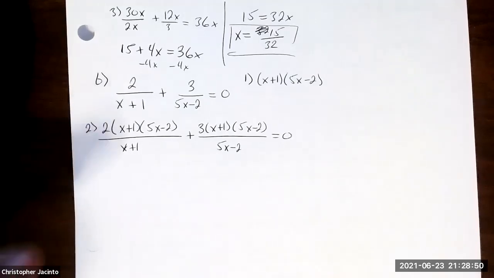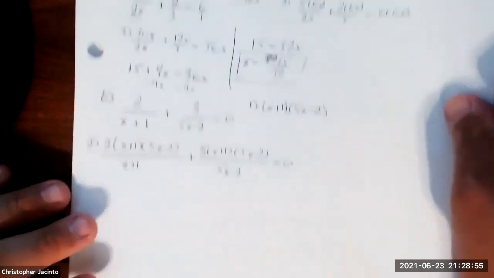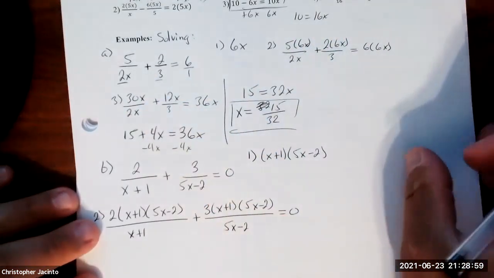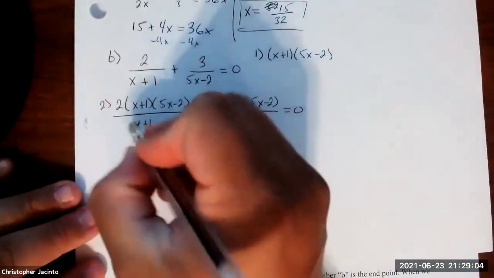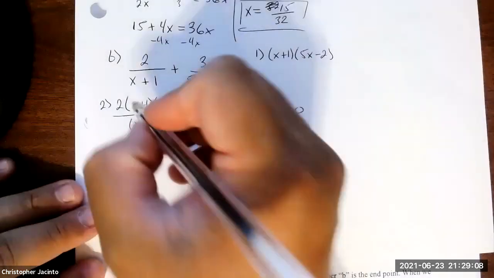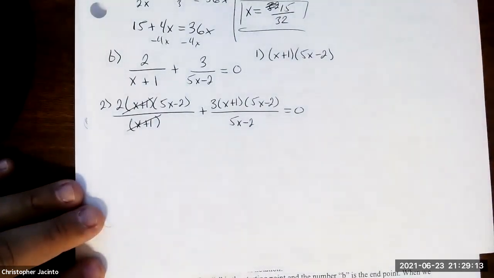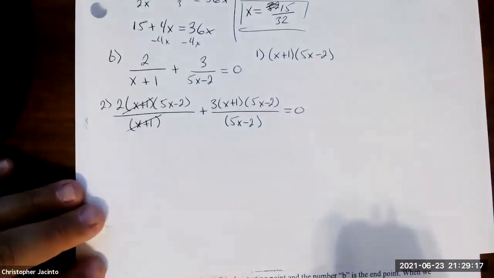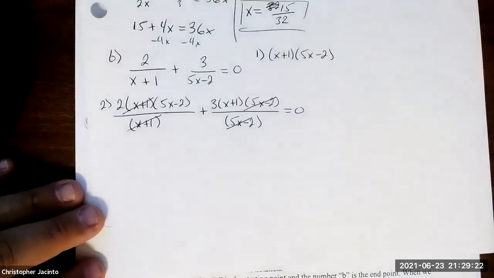Okay. Now, the reason why I'm not technically going to FOIL this out is because, remember, the whole point is to get rid of the fraction, right? They simplify to get rid of some stuff. Now, notice, things actually do cancel out here. I have an x plus 1 at the bottom, and I have an x plus 1 on the top. So therefore, they actually just cancel away. Same thing over here. I have a 5x minus 2 on the bottom and a 5x minus 2 on the top. So they also just cancel away.